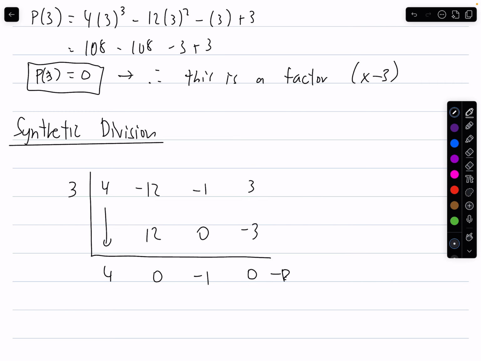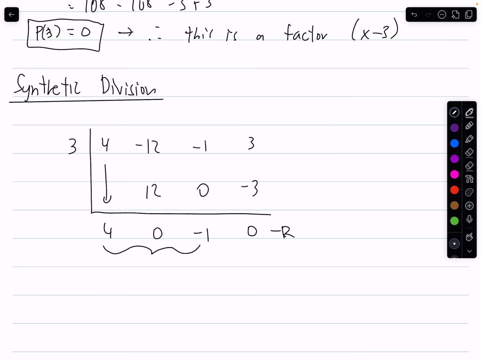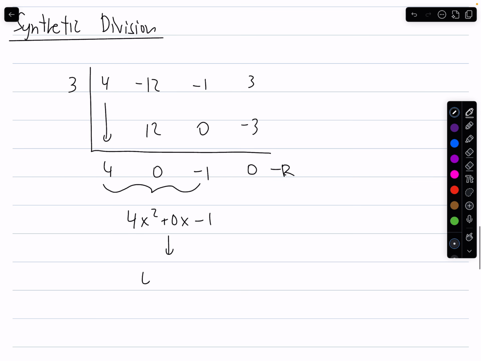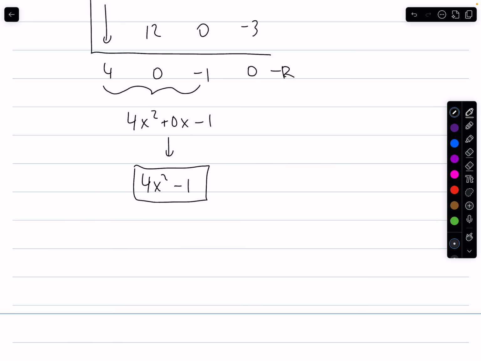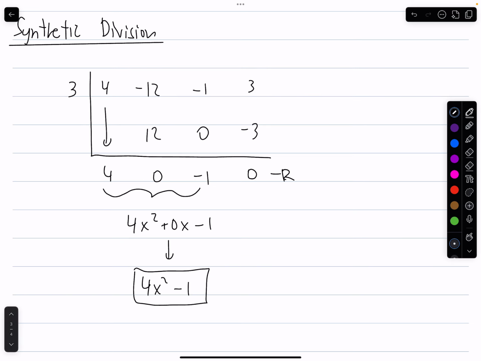So we know that 0 is the remainder. And then over here, it's going to be 4x squared plus 0x minus 1, which in turn just becomes 4x squared minus 1. So what does that tell us? We did this whole guess and check to find the first factor. And then we did the factor that we found, which was 3, and we divided it by the whole polynomial to get the remaining quadratic.